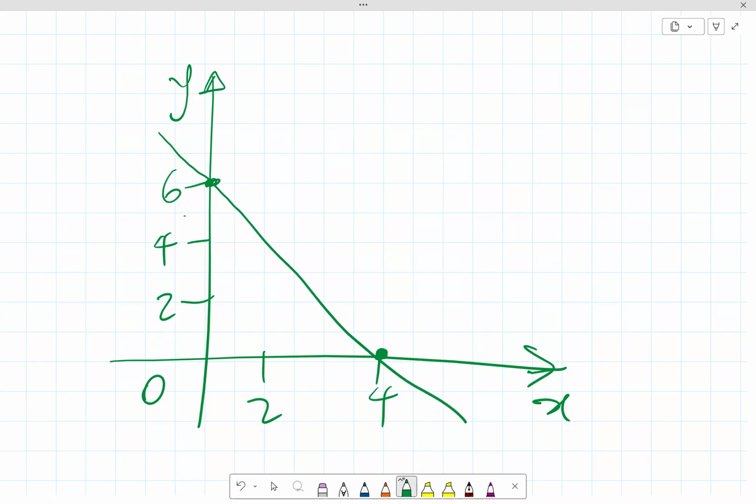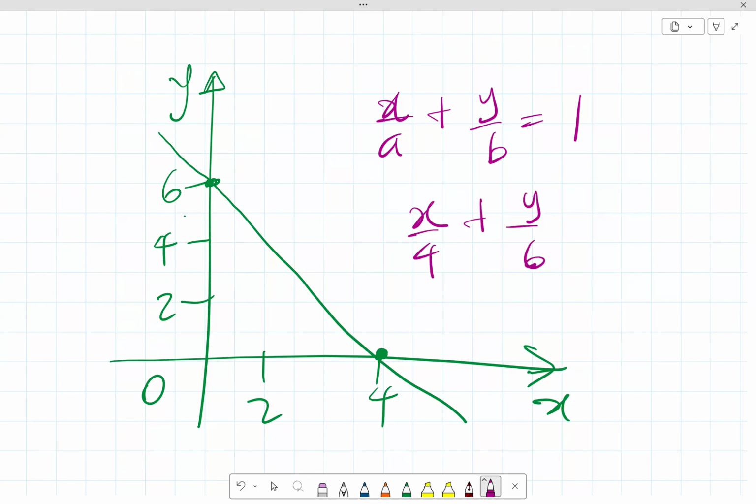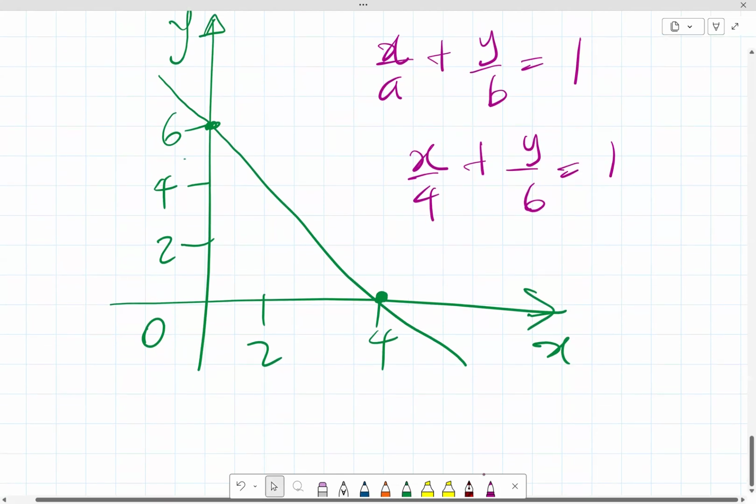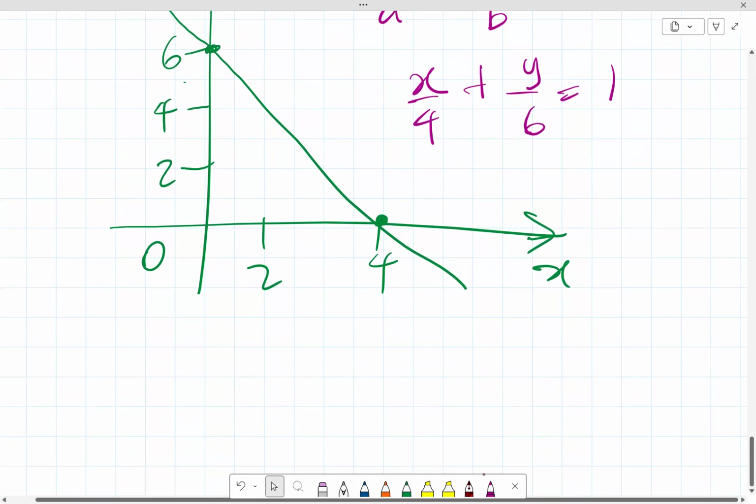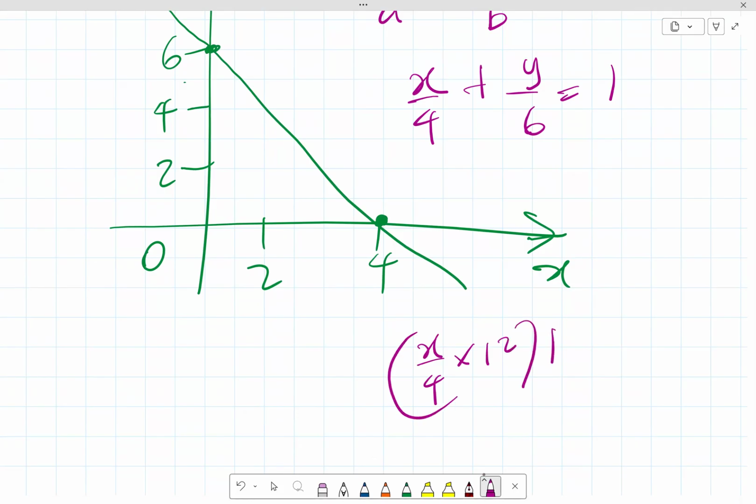This has been made so easy that you can just say the equation of the line is x over A, the x-intercept, plus y over B, the y-intercept, and that is equal to 1. So you have x over 4 plus y over 6 equals 1. Multiply through by the LCM of 4 and 6, that's 12. So you have x over 4 times 12 plus y over 6 times 12 equals 1 times 12.